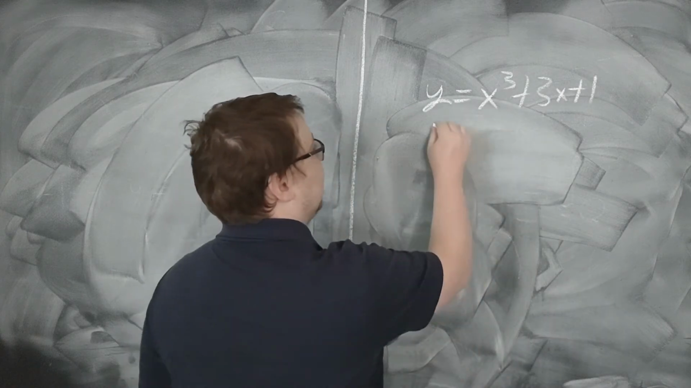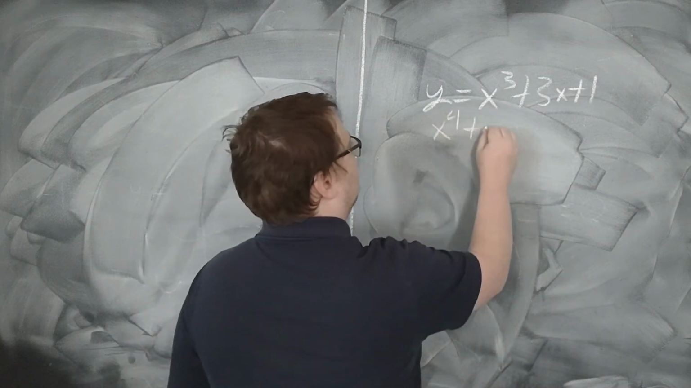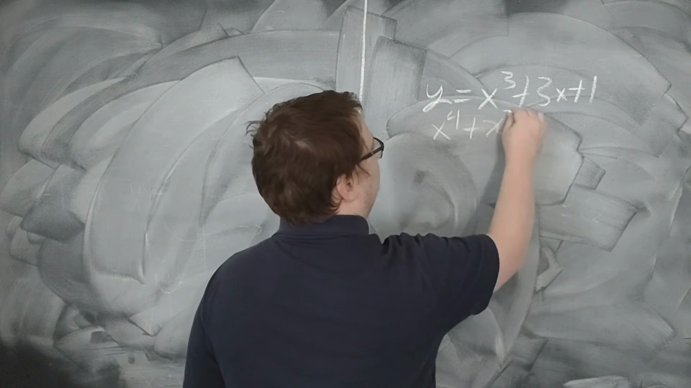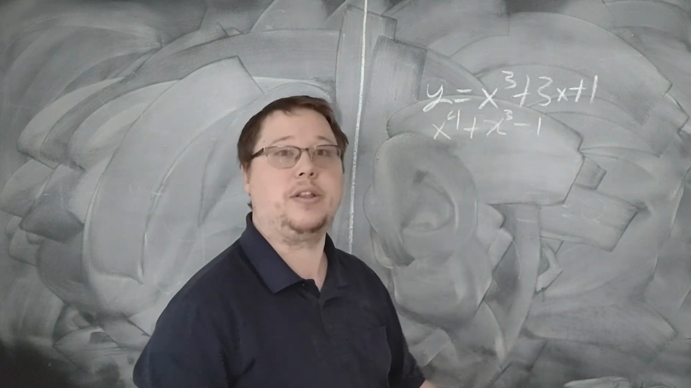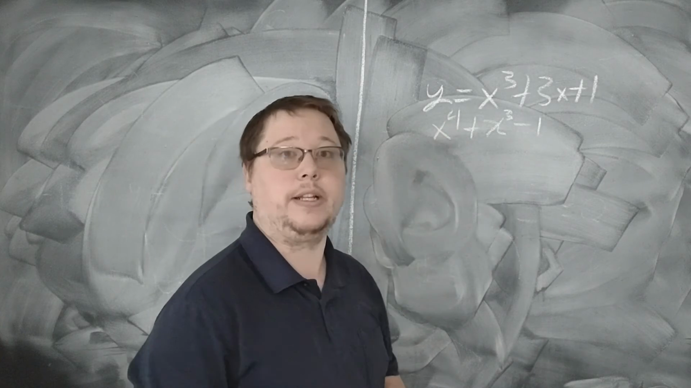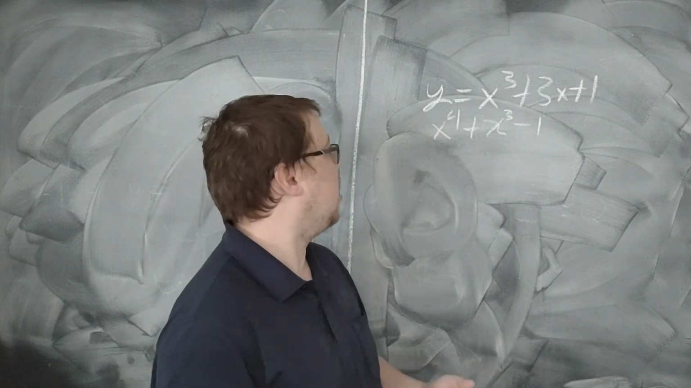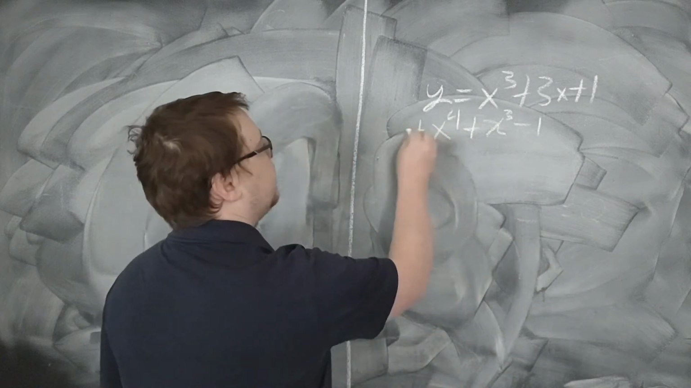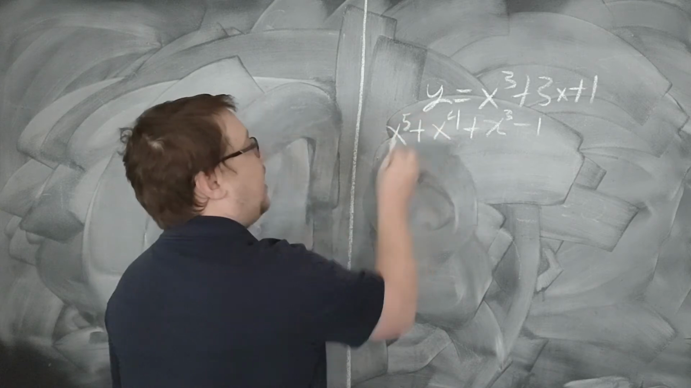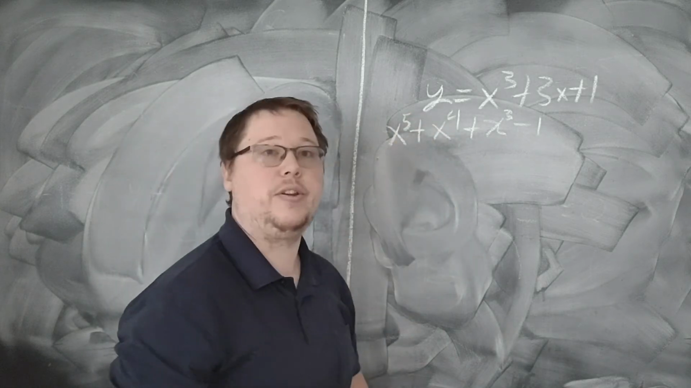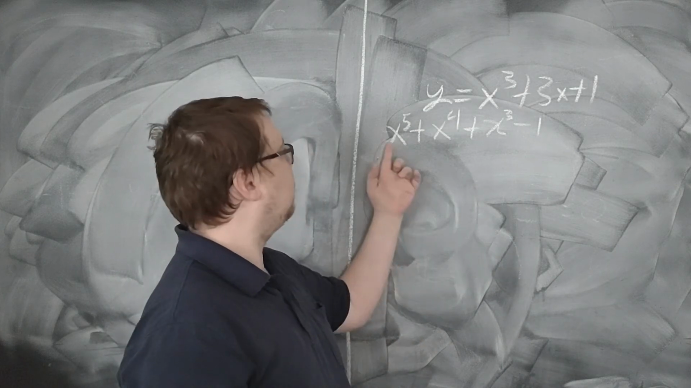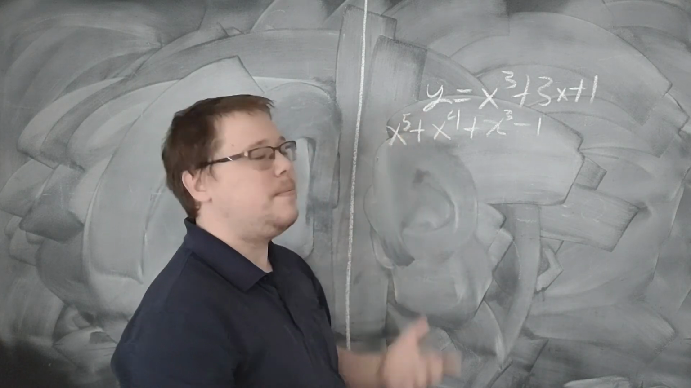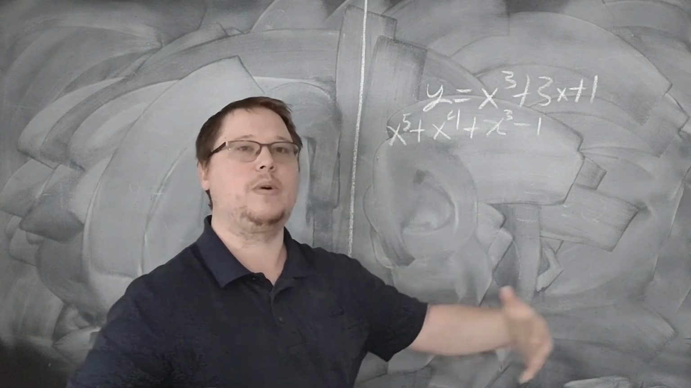If I had instead, say, x to the fourth plus x cubed minus 1, well, that is also a polynomial, particularly a quartic. I could, in fact, change this. Now, it's a fifth power polynomial. Polynomials are always defined by the biggest power, because that's what does the most when x is big.